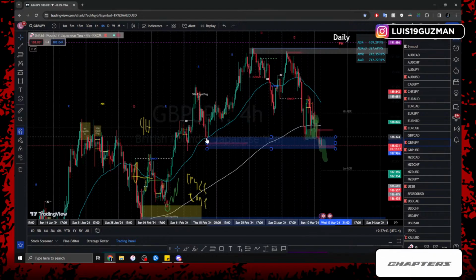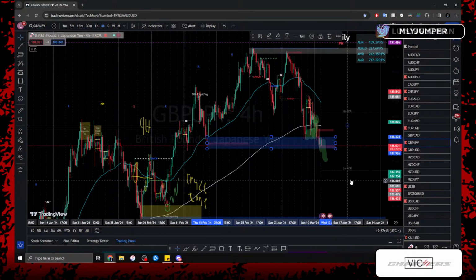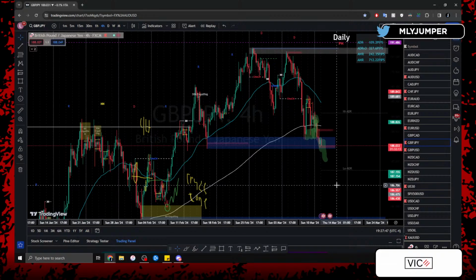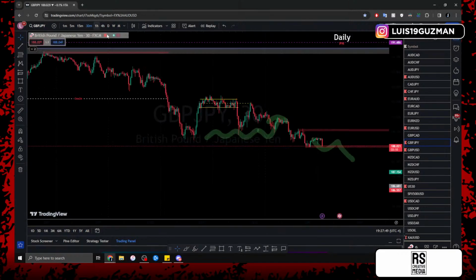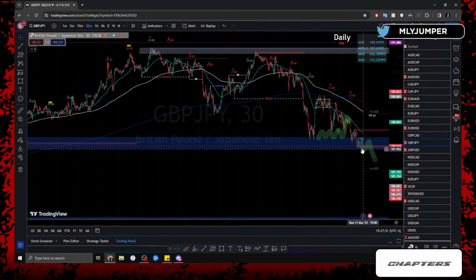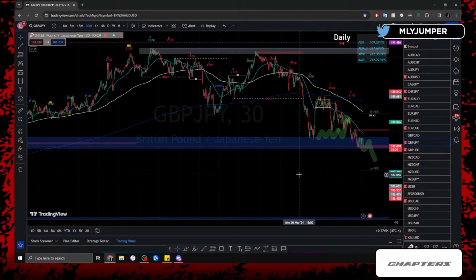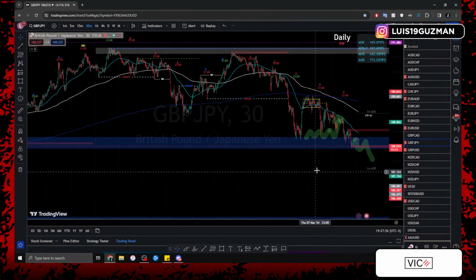I don't like using this entire candle, but we'll use it for the sake of this trade. And we know that if price rejects these lows and continues to go up, then we know where price is going to go. Regardless, we'll be using the zone the same way.